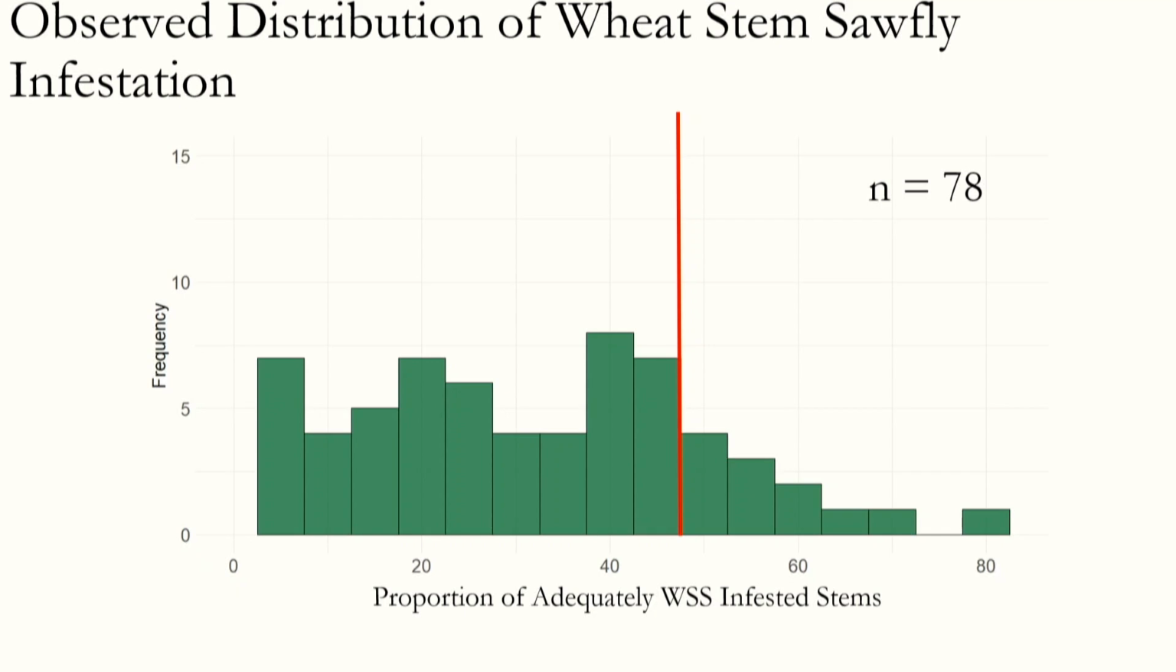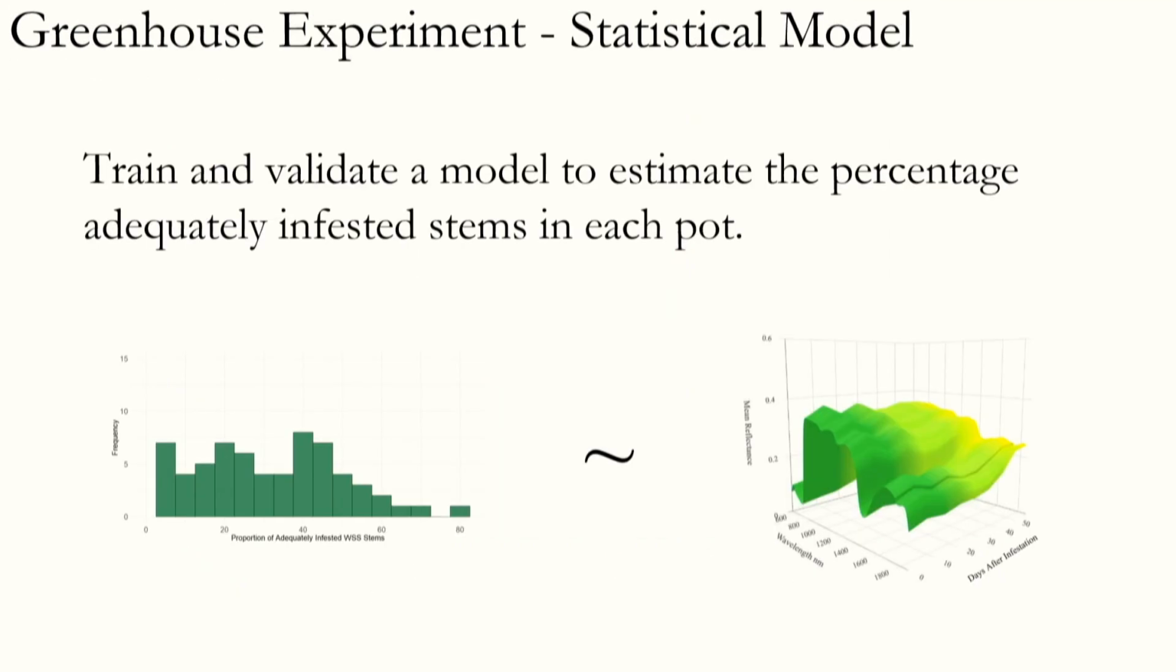And I think I forgot to mention earlier, but we introduced them at Zadoks 32, and that's when that first joint is detectable, and so that's the first stage when a sawfly can infest a stem.